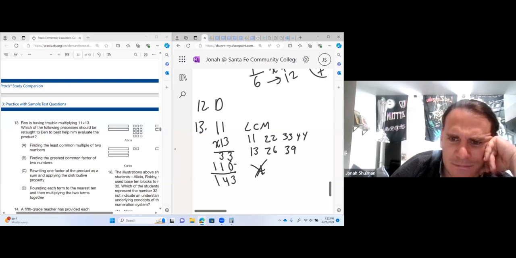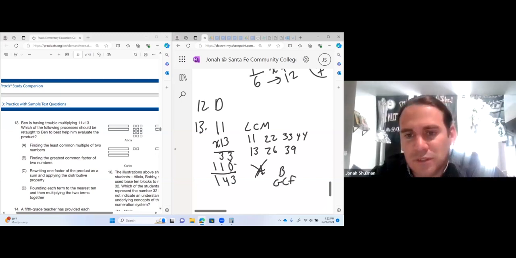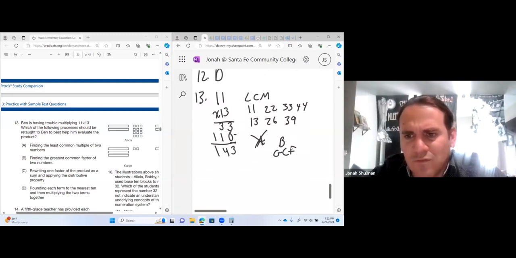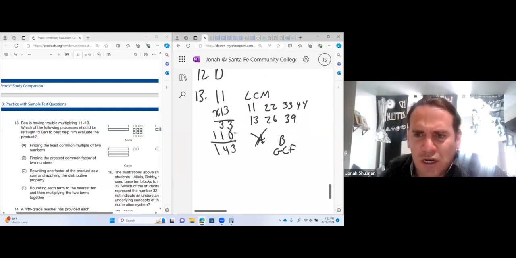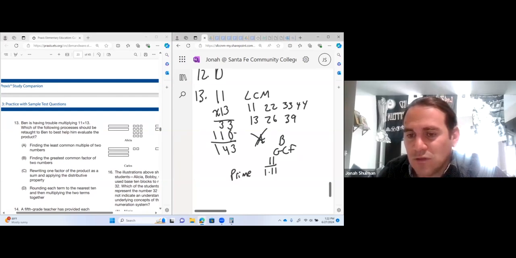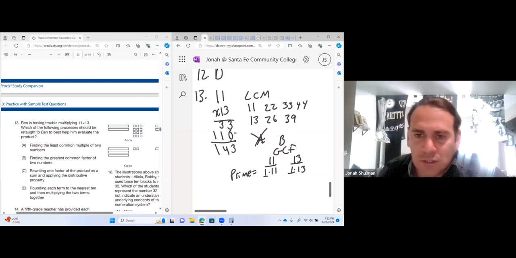B is the GCF. That also doesn't help us. The greatest common factor is just the factor they both share. The factors of 11 are just 1 and 11. They're both what's called prime numbers, which means the only factors are 1 and themselves. And 13 is 1 and 13. So their greatest common factor is 1. That does not help us.